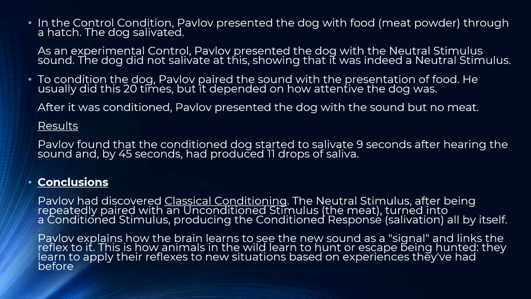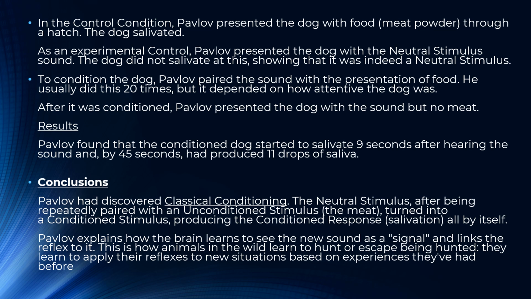It took about 9 seconds after the bell went off, and about 45 seconds in, 11 drops of saliva had been produced. That would be the measure of whether or not the neutral stimulus had become a conditioned stimulus. So his conclusions overall led to his theory of classical conditioning, and it's from there that further research has taken place, attachments to humans have taken place, and obviously the therapies and treatments for phobias that we're going to have a look at further on in the course.